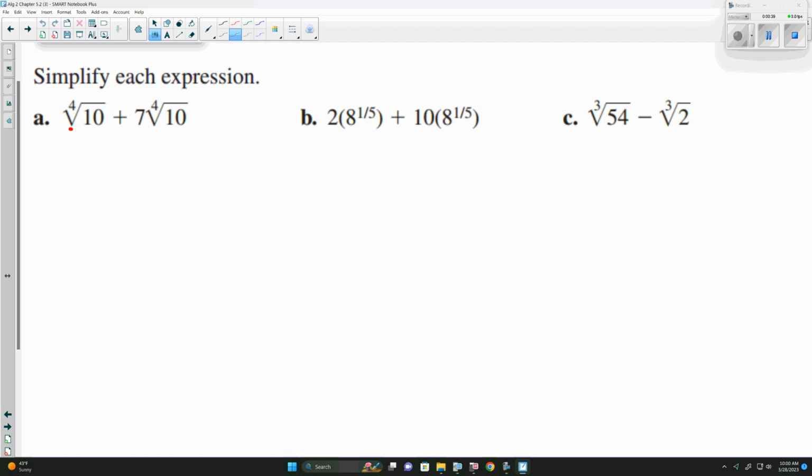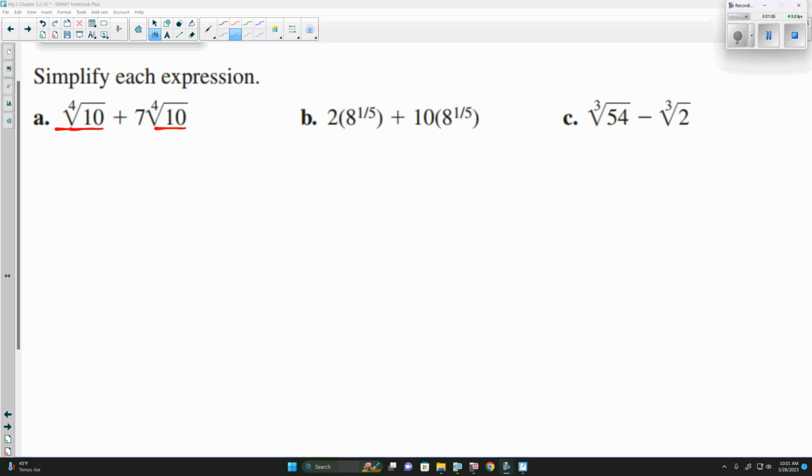So the first one here, both of these have the fourth root of 10. Now the fourth root of 10 is as simplified as it gets. 10's only factors are 2 and 5, so we can't simplify the fourth root of 10 because we need a number times itself 4 times to be able to simplify it as one of its factors. And it doesn't have that. But here we've got 1, and the other we have 7.